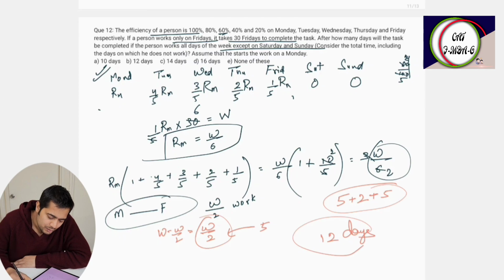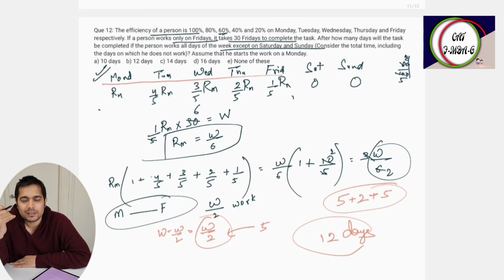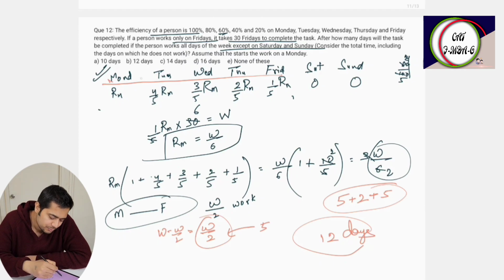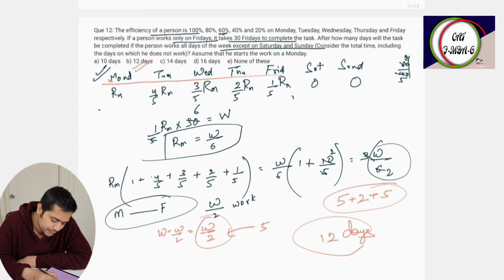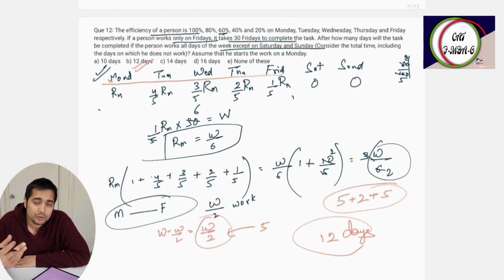Got it? From first Monday to Friday, he does W by 2 work. Saturday, Sunday, they take leave. Then from next Monday to Friday, they complete the whole work. So total 12 days, their whole work is completed. Option B is the right answer. Let's move ahead to the next question.